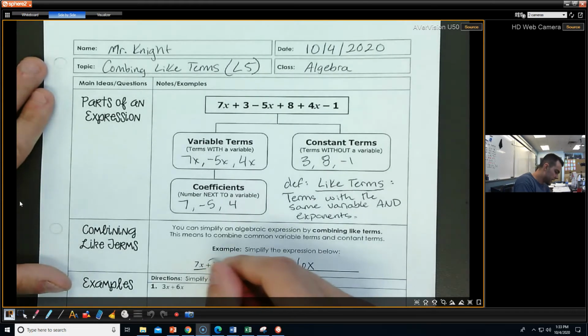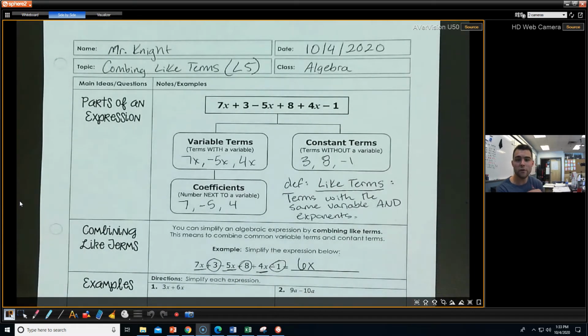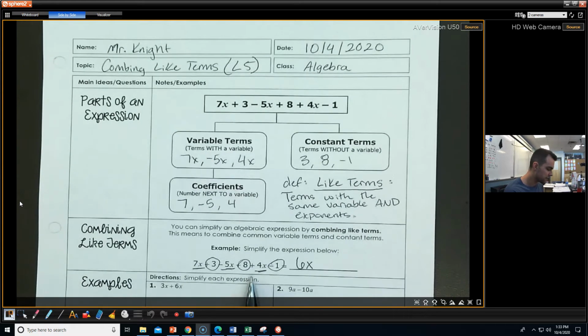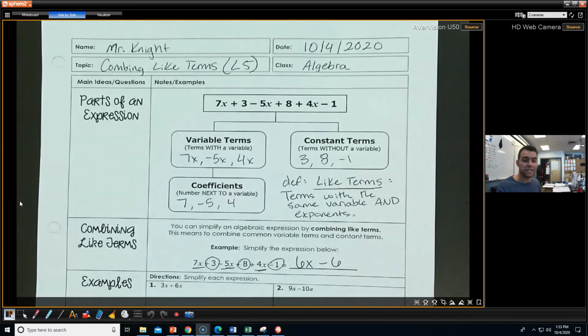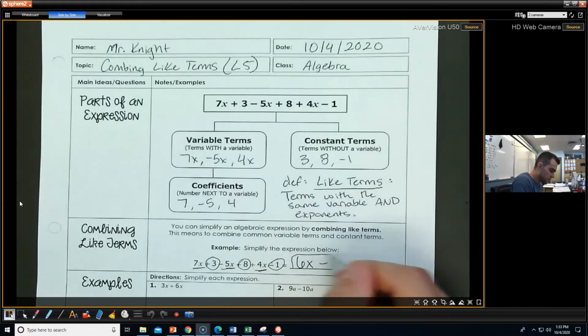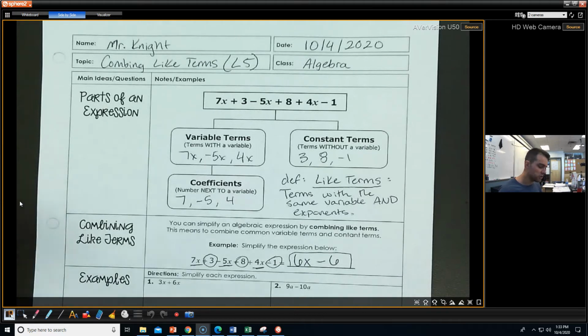And then for these, I look at the constants. These are all like terms because they don't have a variable associated with them. So I go 3 minus 8, which is negative 5, minus 1, which is negative 6. So this is 6x minus 6, as simplified as possible. And that, ladies and gentlemen, is the essence of combining like terms. You could just simplify what your expression is going to be like. So we got a couple examples below right here.